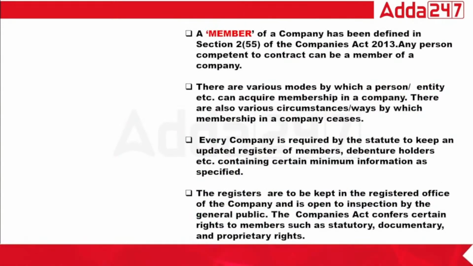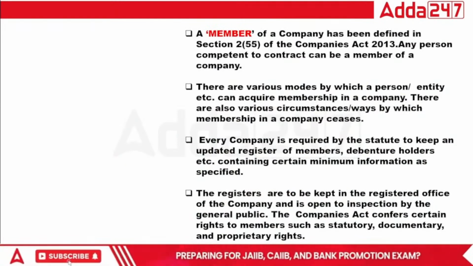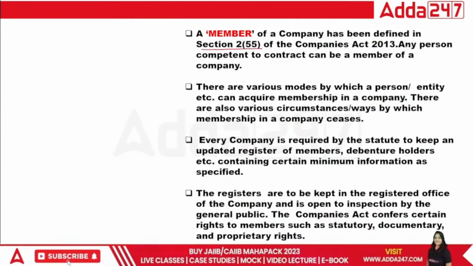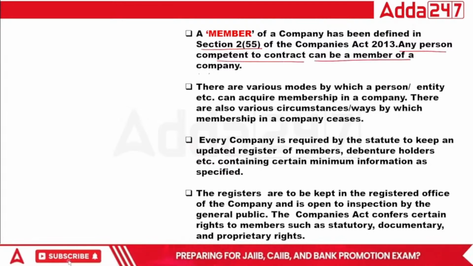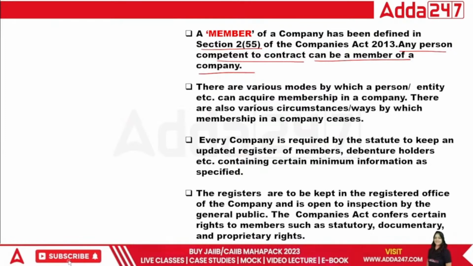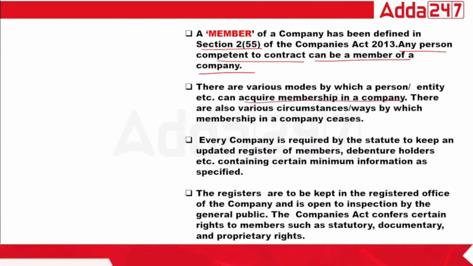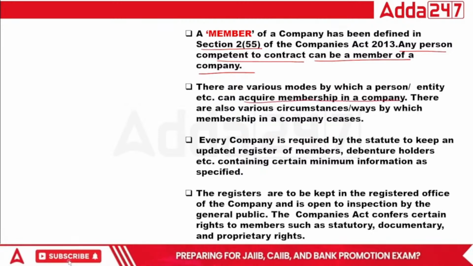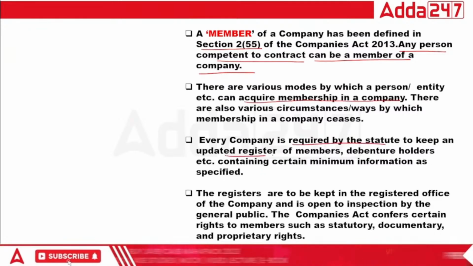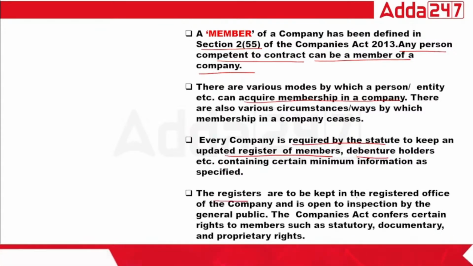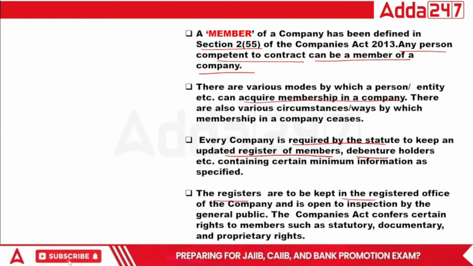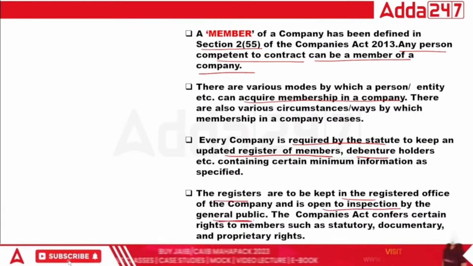Now about the member, class. Member of a company has been defined in Section 2 clause 25 of the Company Act. Any person competent to contract can become a member of a company. There are various modes by which one can acquire membership of the company. Every company is required by statute to keep an updated register of members, debenture holders, etc. The registers are to be kept at the registered office and open to inspection by the general public.